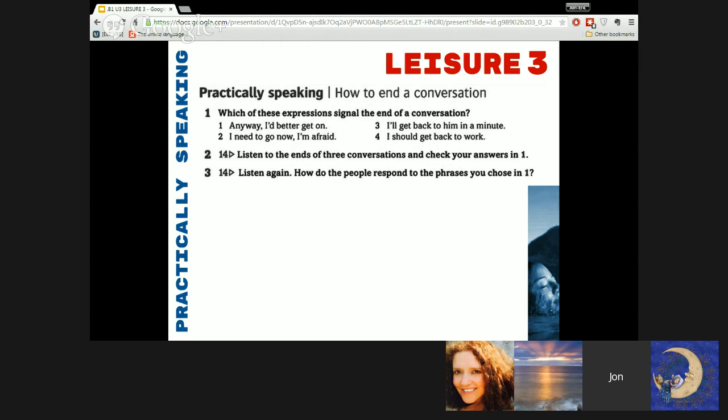Conversation 1. Person A: We can sort that out this afternoon if you like. Person B: Yes, okay. Anyway, I better get on. Person A: Yeah, me too. Person B: So, see you later. Person A: See you later. I told you it was short.